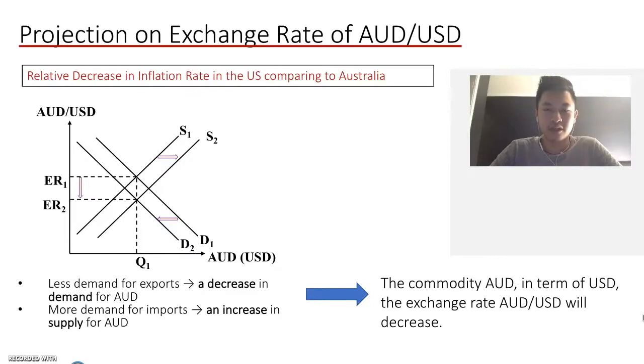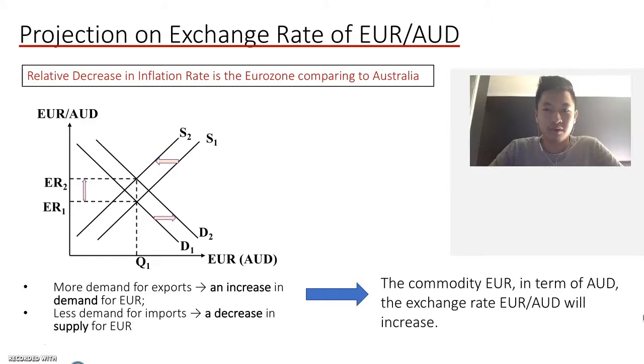So the projection for the exchange rate for AUD and USD, based on a relative decrease in inflation rate in the US compared to Australia, we can see a decrease in exchange rate based on the decrease in demand for AUD and increase in supply for AUD. And similarly for euro and AUD, the exchange rate will increase on the basis of a relative decrease in inflation rate in the Eurozone compared to Australia, which means an increase in demand for euro and a decreased supply for euro.